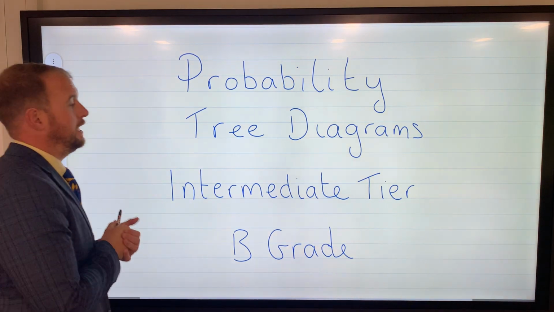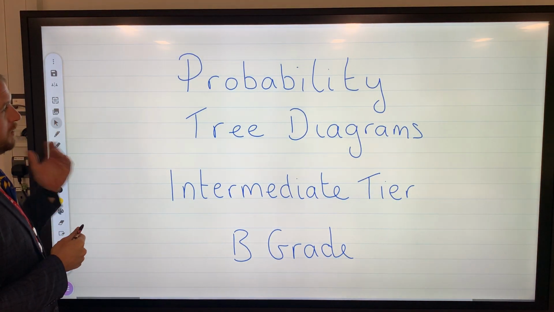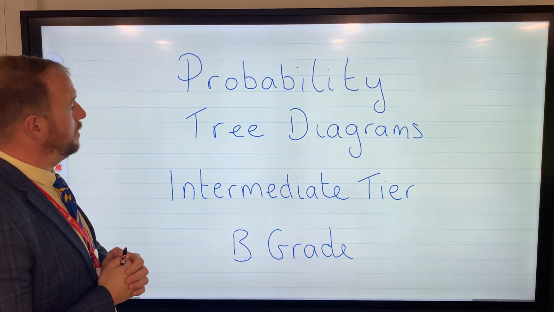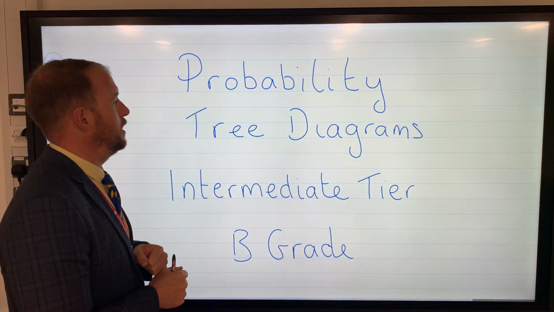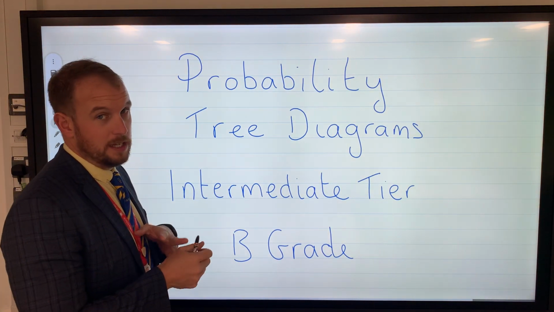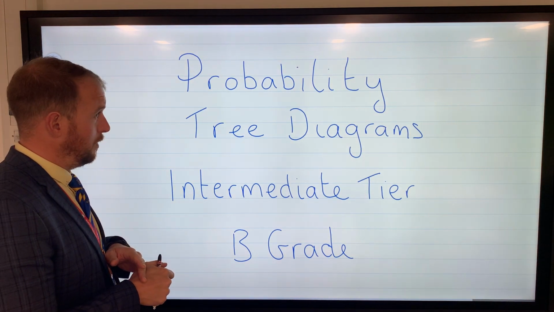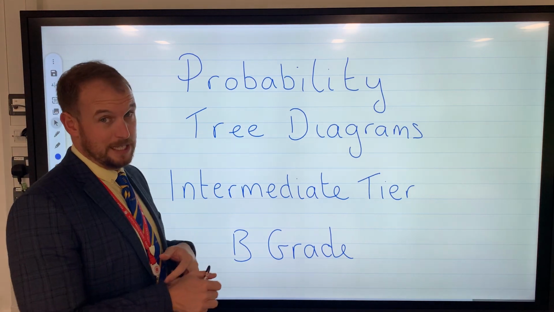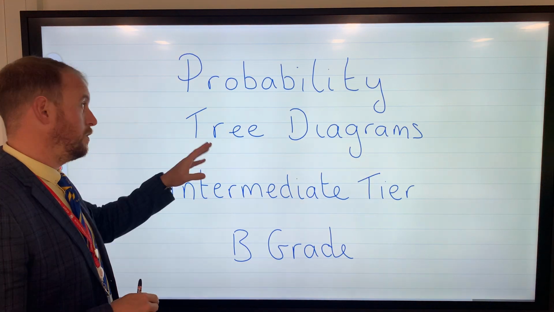Okay, so probability tree diagrams then, intermediate tier and B grade. Before we start, a bit of prior knowledge that you need to have. You need to be pretty good at multiplying fractions, and at a general understanding of fractions, what the numerator and the denominator do and what their purposes are. You need to be good with multiplying decimals, just basic skills in order to access these.